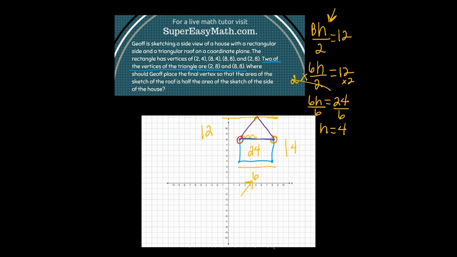So the question asks, where should Jeff place the final vertex so that the area of the sketch of the roof is half the area of the sketch of the side of the house? It's going to be at this point, and that is the point 5, 12. So 5, 12 is the answer to today's math problem of the day.